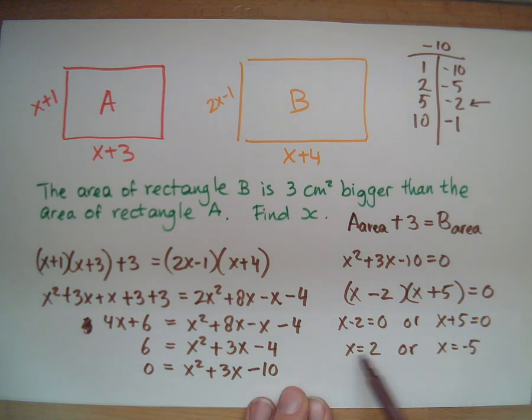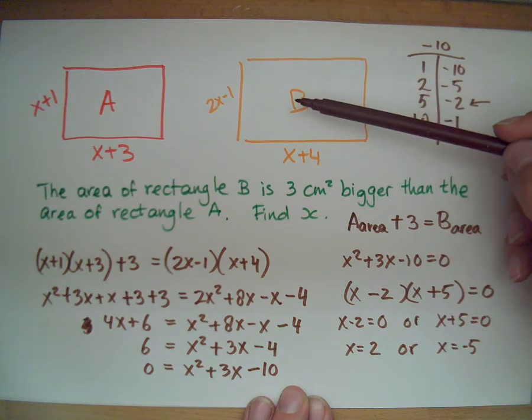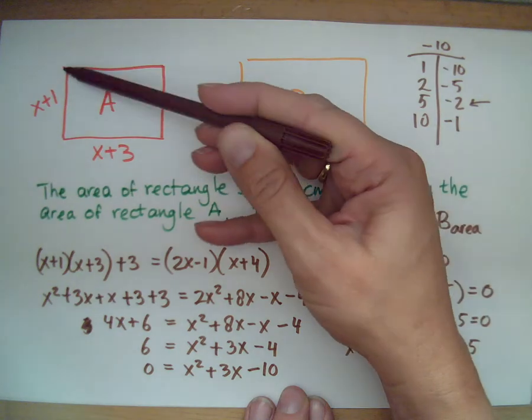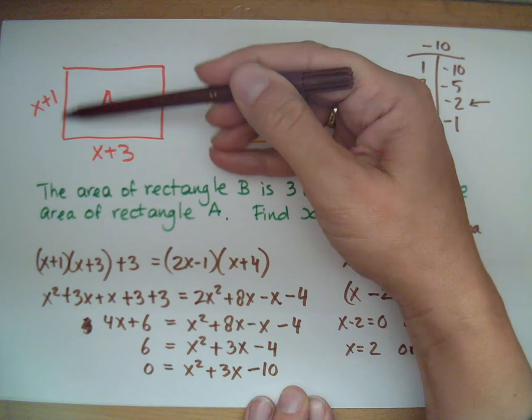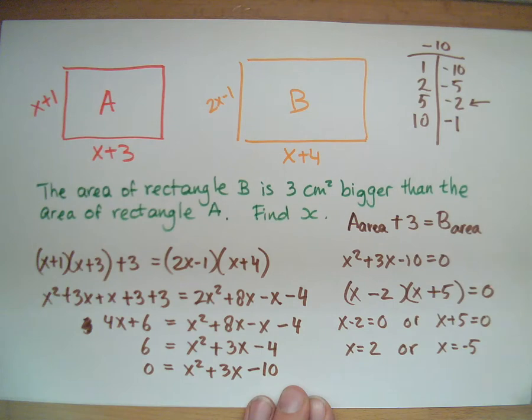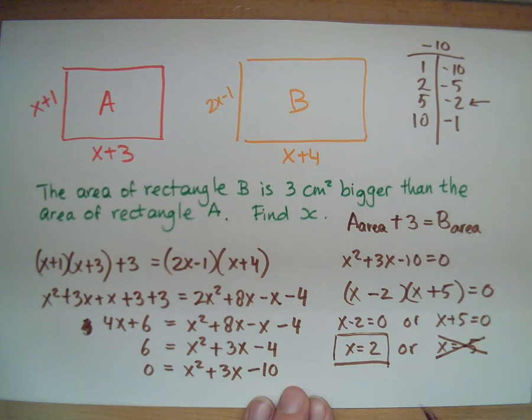This would usually be my answer, right? These two possibilities. But look, we were talking about rectangles. And if x is negative 5, then this side here would equal negative 4. The length of a side of a rectangle cannot be negative 4, so I'm going to let go of this answer and say x has to equal 2. We found x. We could also find the lengths of the sides. We're not being asked that, but we could.